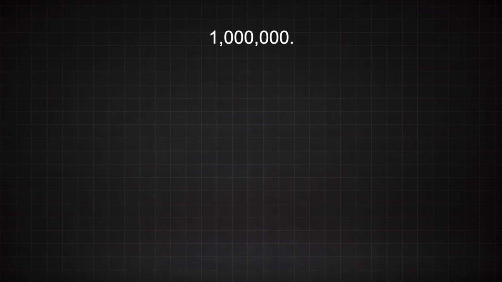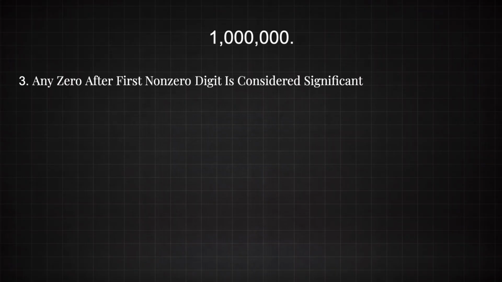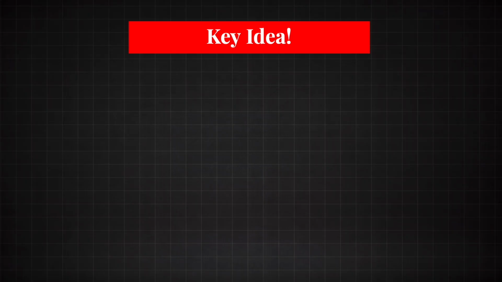Since this number is a decimal, then all the zeros that come after the first non-zero digit are significant. Therefore, we have 7 significant figures. Now, here's the most important idea in this entire topic. In a measurement, the last significant digit is usually the uncertain digit.